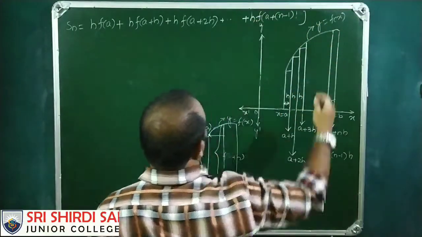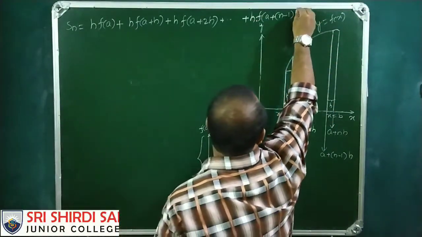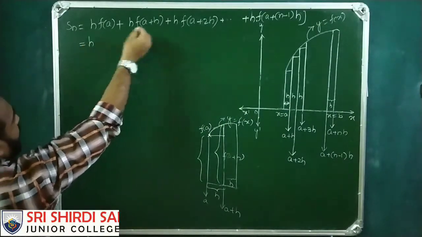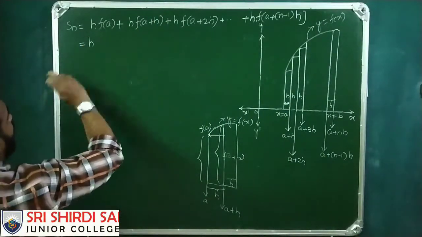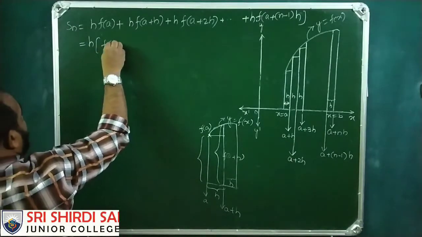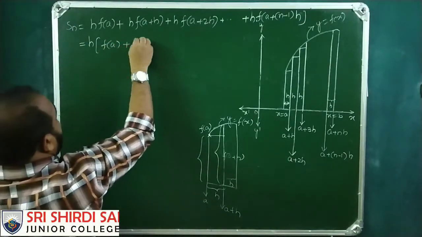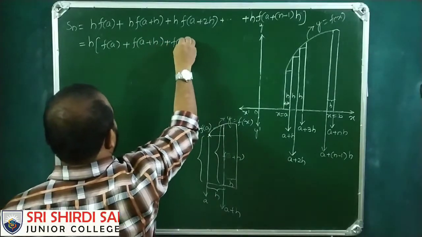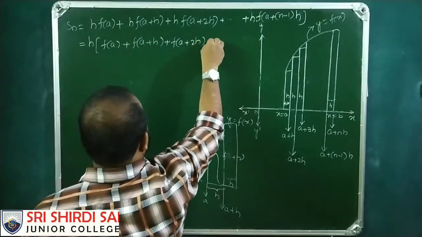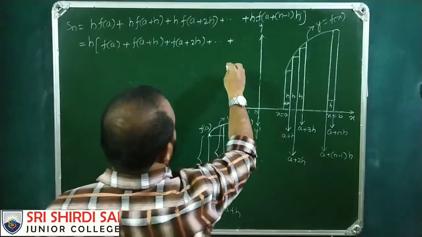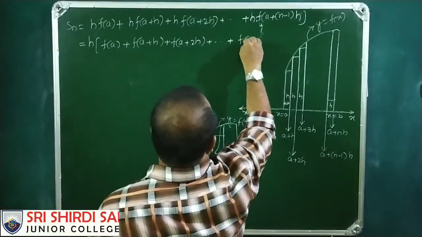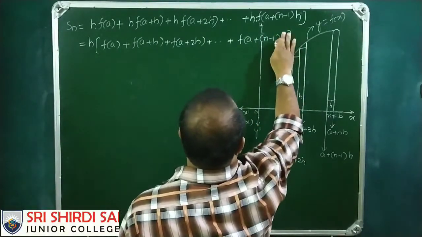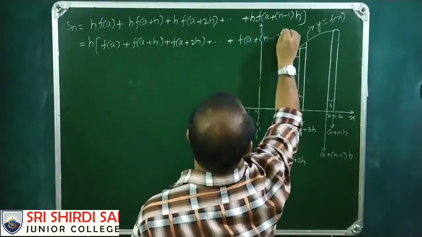h into f of a plus n minus 1 into h. So here in each and every rectangle h is common. So f of a plus f of a plus h plus f of a plus 2h, etc., plus f of a plus n minus 1 into h.